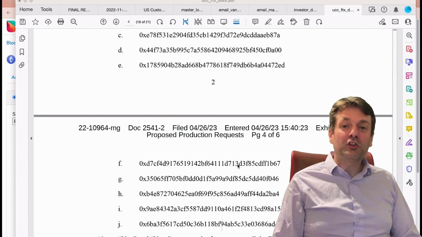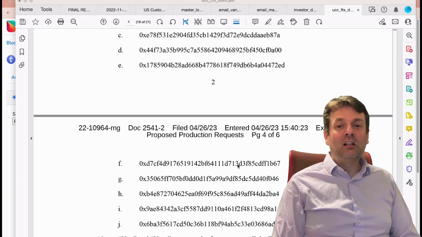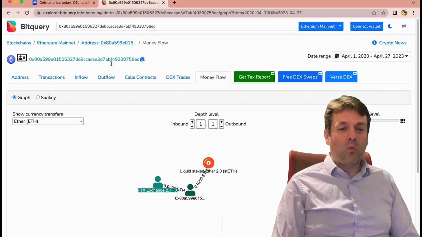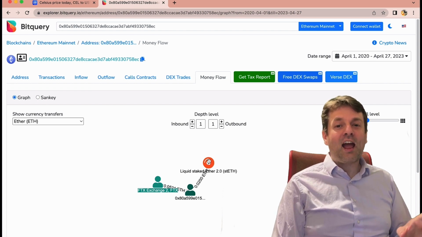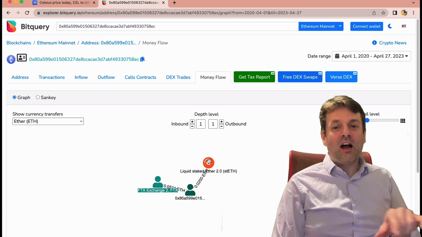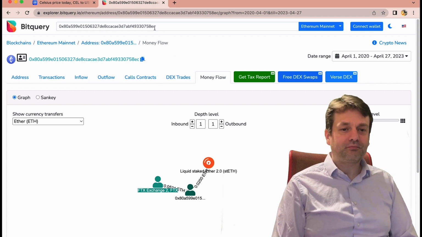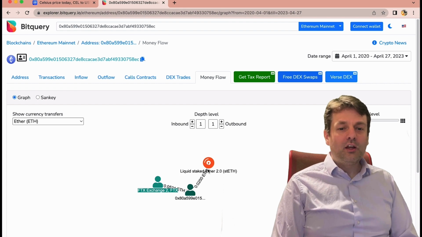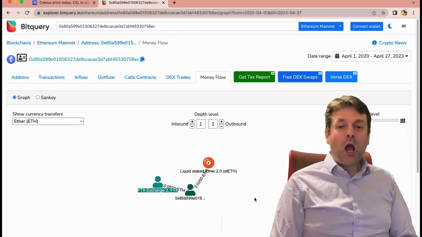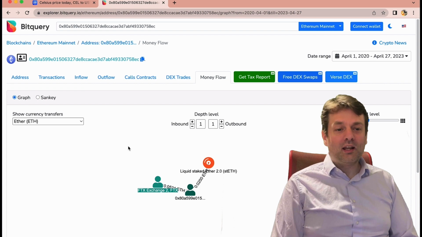So I've included in the description below a link to BitQuery. We're going to pull up a money flow diagram of Wallet F on BitQuery. And if you look closely at the link, we're actually looking at a non-FTX wallet address that sends to Wallet F. So if you click that link below, you'll see this diagram here. We're going to make some changes together so we can see the same thing.